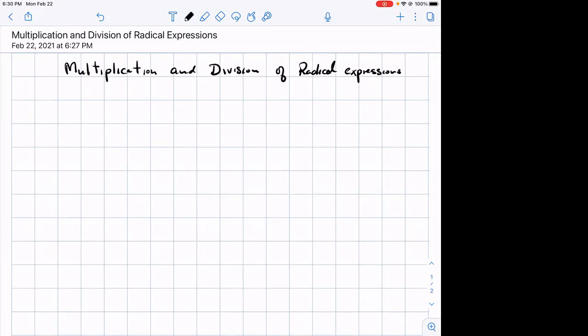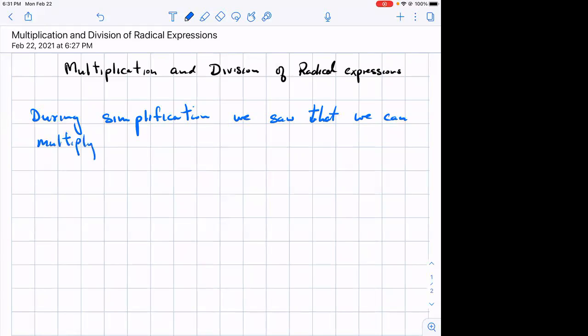We saw that we can multiply radicals with different radicands, when we simplify radicals, during simplification. And what do I mean by that?